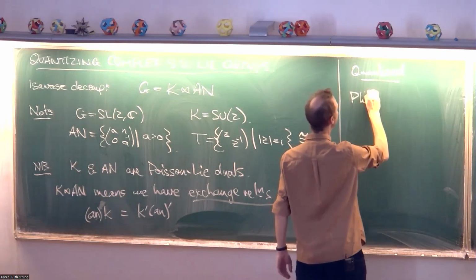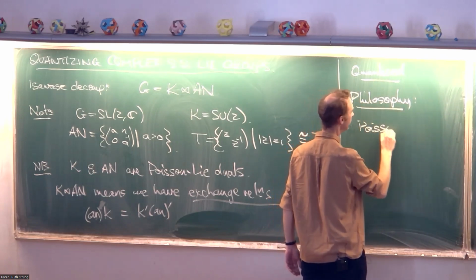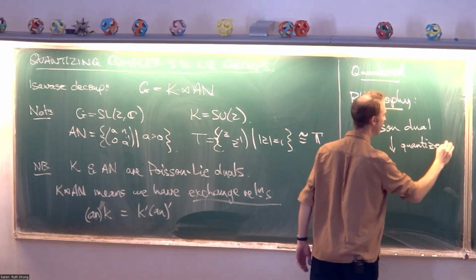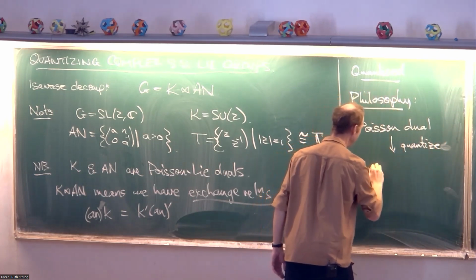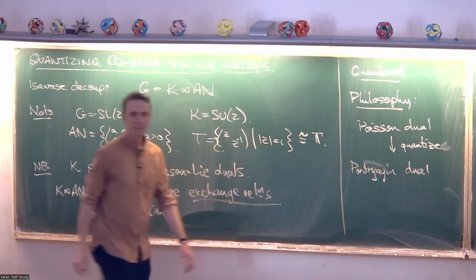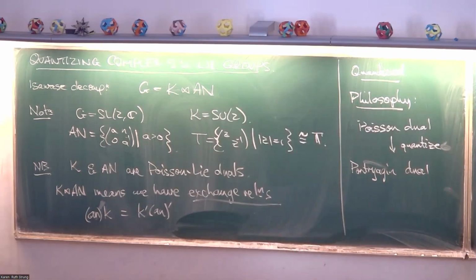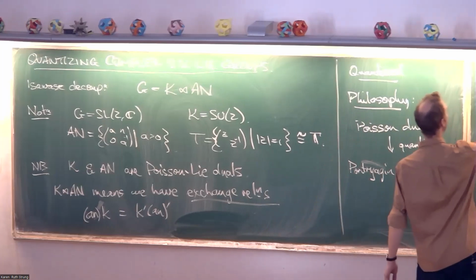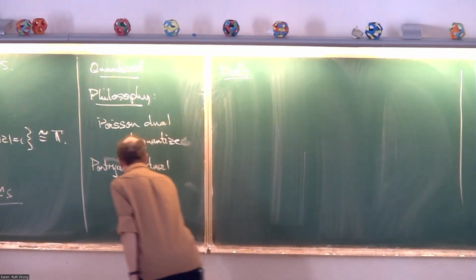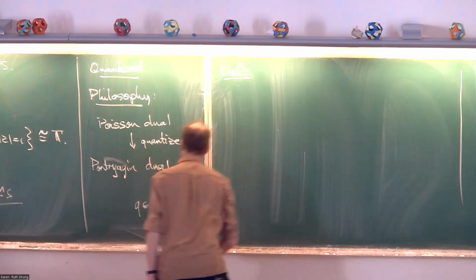And the philosophy is that Poisson dual, when you quantize, becomes Pontryagin dual. This is just philosophy. Well, it's more than philosophy, but for this talk, it's just philosophy. And it justifies the following definition, which you could make without any philosophy, but it would be difficult to understand why you would want to do it. So still, q for me is going to be in (0, infinity). I don't want it to be 1, otherwise I'll get something else.